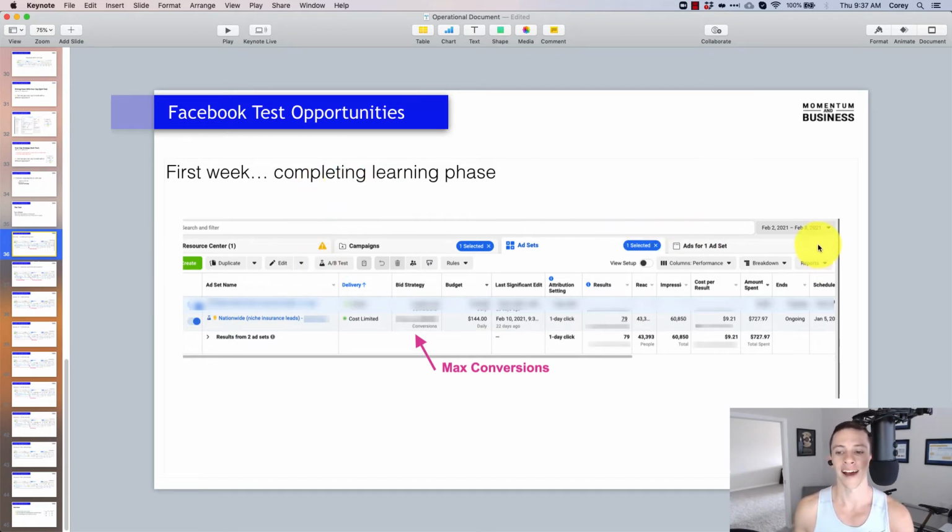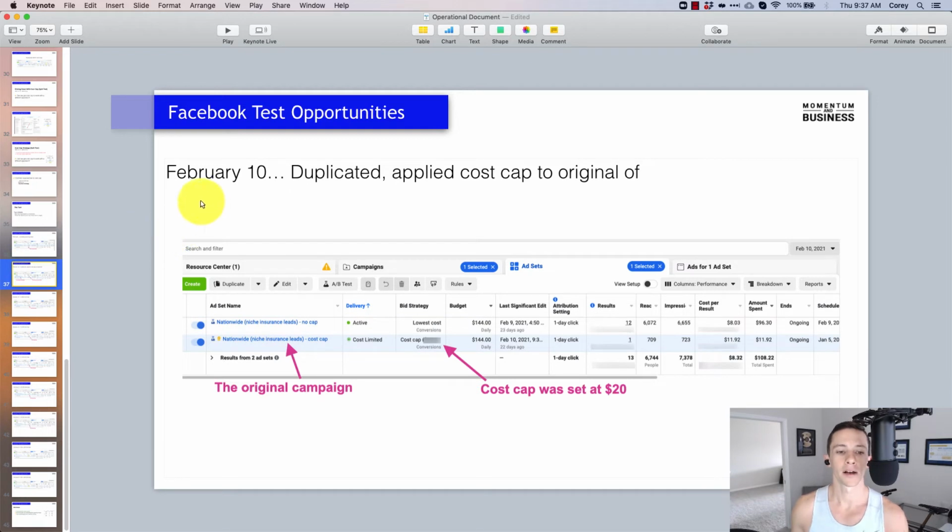So we let the ads run for a week. We completed the learning phase. We got the 79 conversions. It's time to apply a cost cap. Okay. So on February 10th, what I did was I took the ad set that had been running, this one right here. So this is the original campaign. I took the one that was running and I duplicated it. So now we have this one, right?